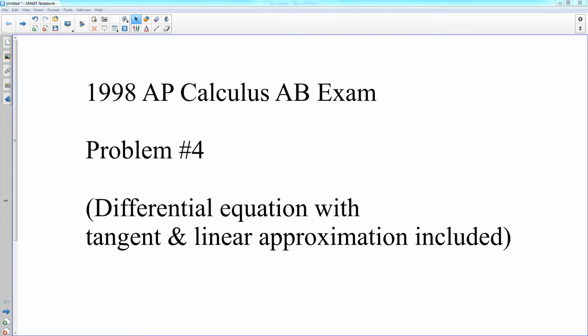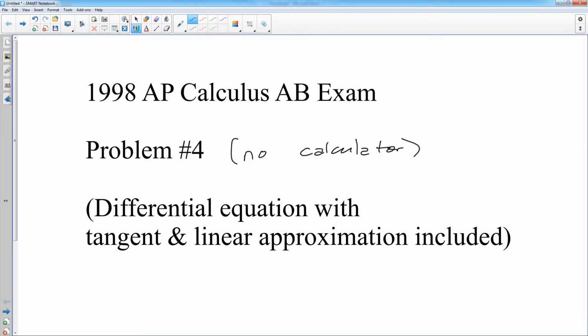over the differential equations question that was part of the 1998 AP Calculus exam. This is number 4, which means there was no calculator allowed. Maybe I should specify that. No calculator. There we go. So let's look at the problem here.